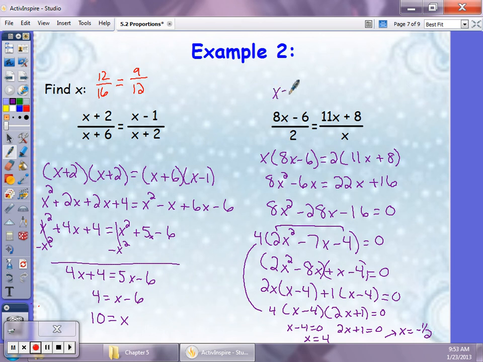So for this example, we actually have two answers. So both an answer of 4 and an answer of negative 1/2 will give us the correct value to make these two fractions or proportions equal to each other.